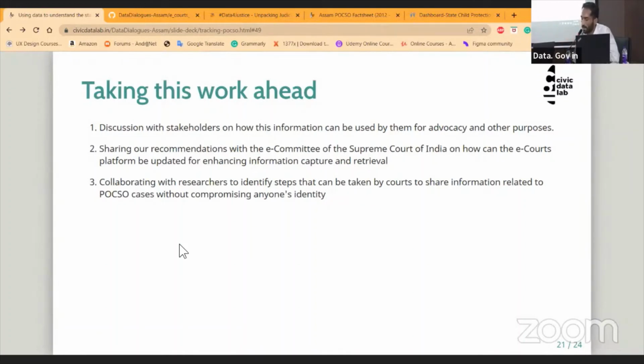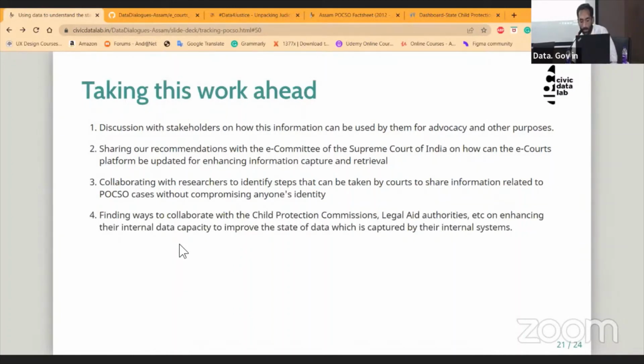What we have seen is that some states have started anonymizing the names, but there is still a lot of information present within these judgments. So even we don't feel comfortable. We have the data, but we don't know whether we should have it or not. Who are we to hold that data?